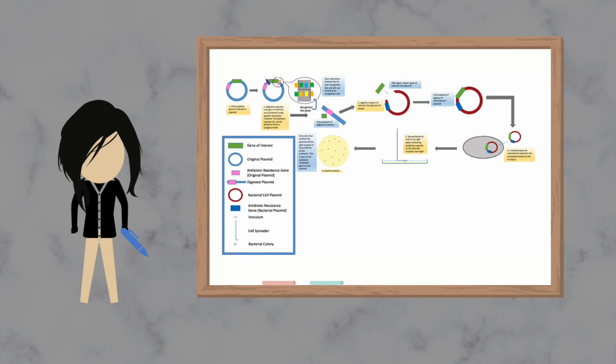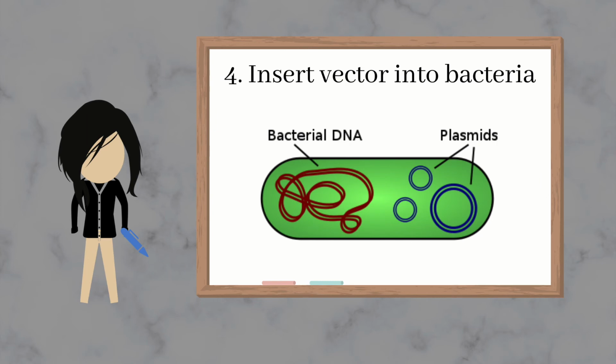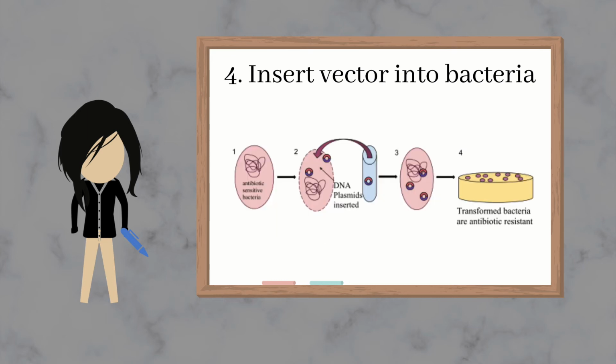Then you introduce the recombinant DNA, that's the vector and the gene, into the bacteria. You can do this a number of ways. The most common way is to use heat shock, where a rapid change in temperature allows the vector to get into the cell. Once the vector gets in the cell, it's there.